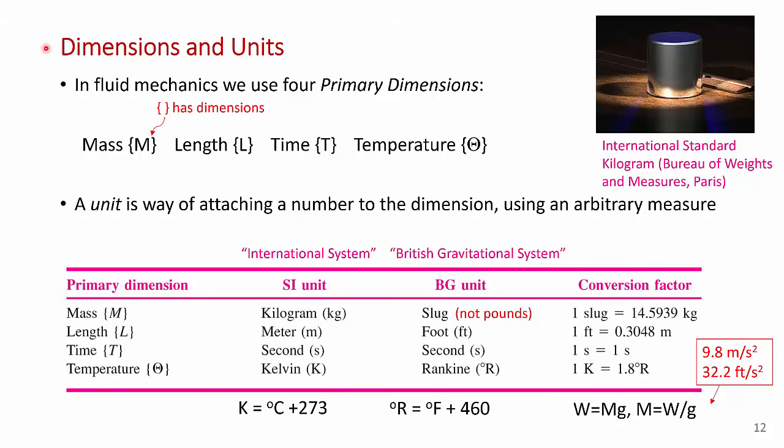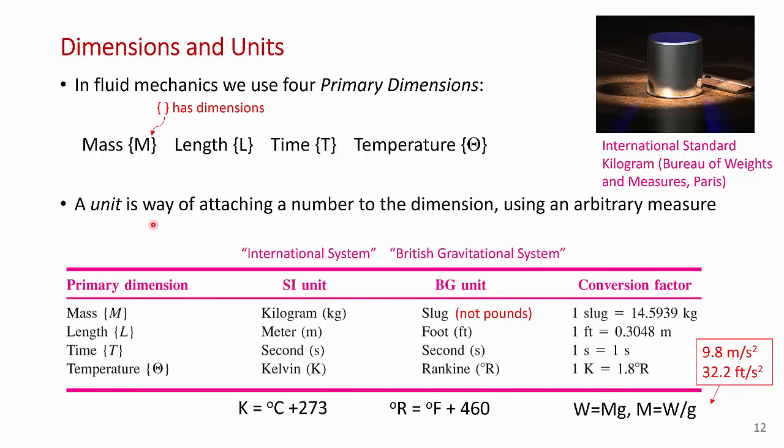Dimensions and units. In fluid mechanics, we have something called 4 primary dimensions. So mass, denoted by m, length, L, time, denoted by capital T, and temperature denoted by a capital theta. And these little brace brackets mean has dimensions of. So you would read this as mass has dimensions of m, length has dimensions of L, etc. So those are the primary dimensions.